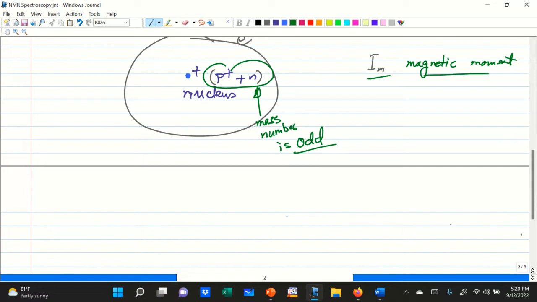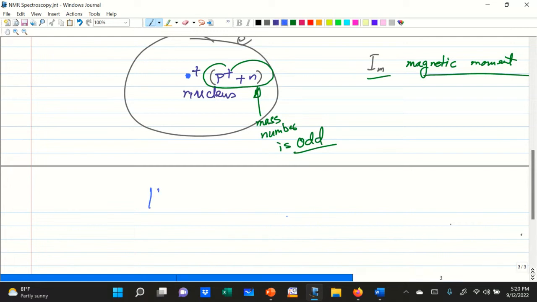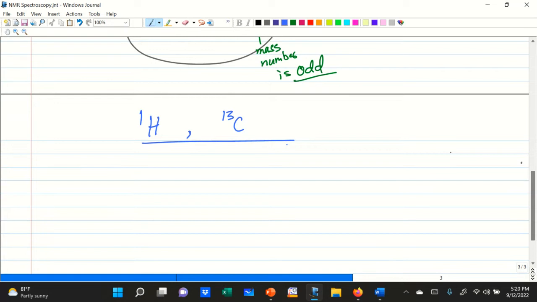It will not have that if the mass number is not odd. That limits the various nuclei. Fortunately, hydrogen is one that has an odd mass number. So hydrogen-1 will have it. Carbon-12 will not, but carbon-13 will. So we will be discussing these two, and there are a few other elements that also have an odd mass number in their nucleus.